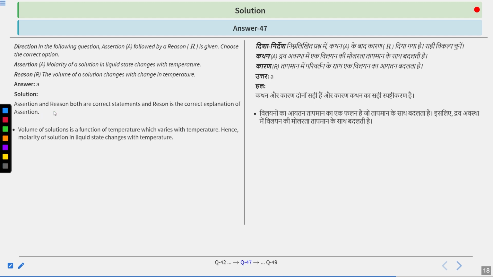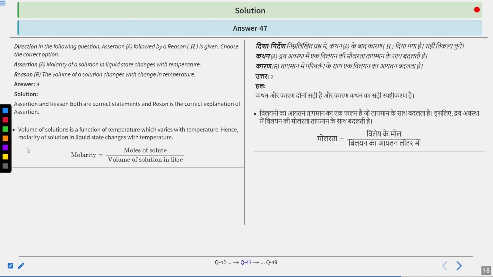So if I talk about volume of solution, this is a function of temperature. We know it very well, and temperature varies the volume. If you are changing the temperature, you are also changing the molarity of the solution. Why? Because molarity is nothing but moles of solute, and it is inversely proportional to volume of the solution. That means the number of moles of solute present per kg of the solvent.